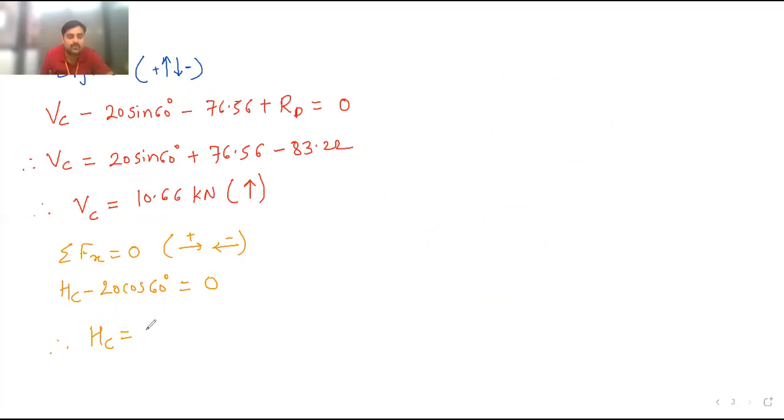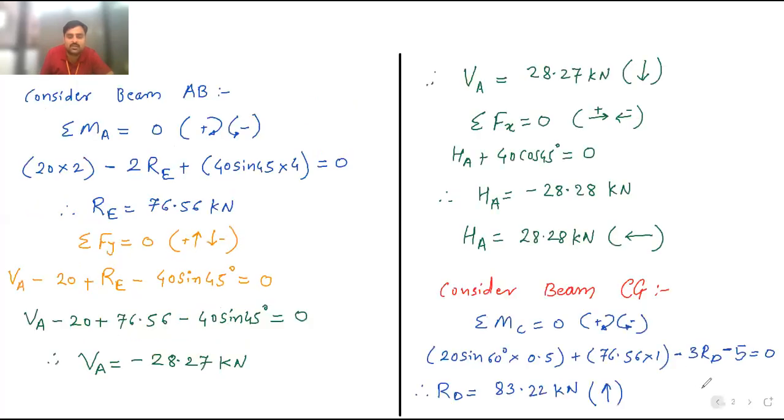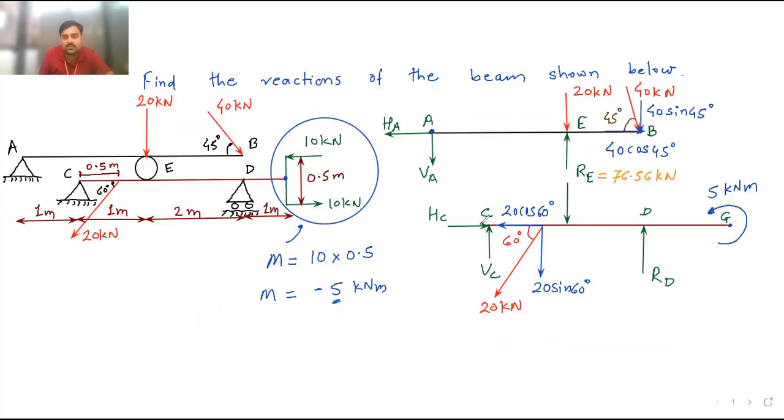10. Plus or minus? Plus. So our assumed direction is correct. HC is moving towards this. Okay. So now you can see we have calculated all the values. We have calculated HA, VA, RE, then HC, VC, and RD.